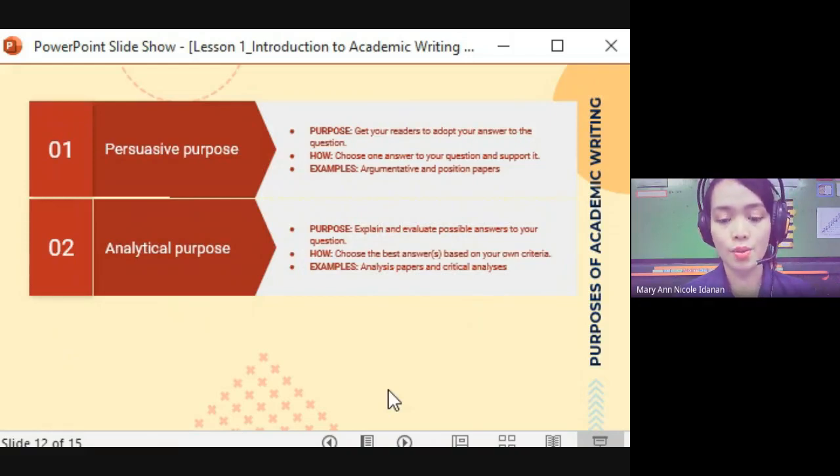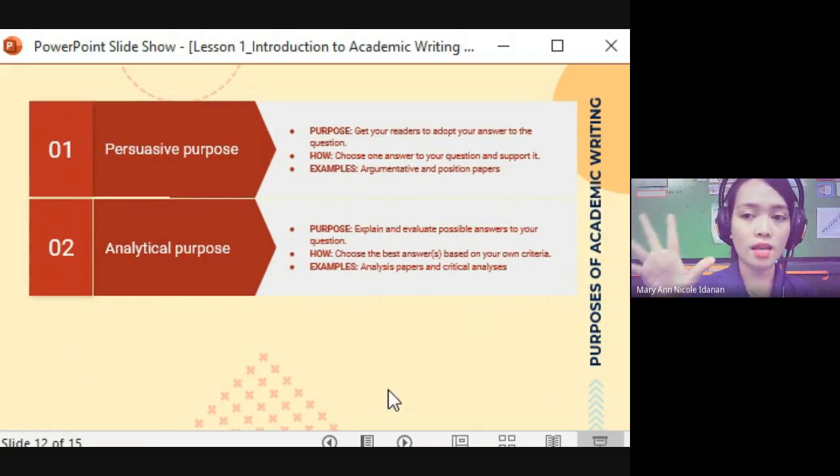I asked those students if they know someone who has been pregnant in their teenage years, or if they have really experienced that, if they have gone through teenage pregnancy. The most common cause, or the factor that most affects teenage pregnancy, was peer pressure. That is based on the survey that I have gathered. So that is the analytical purpose.